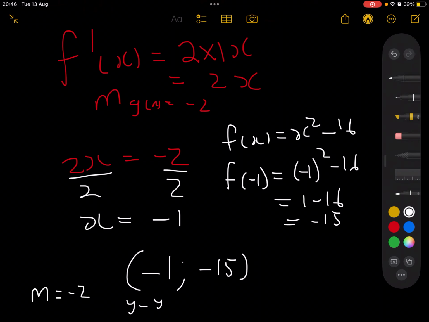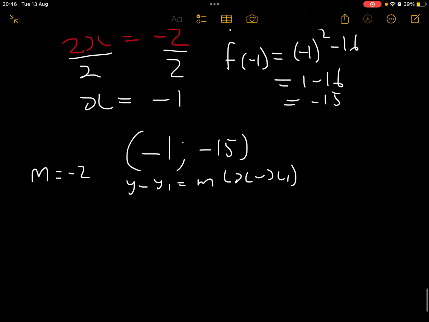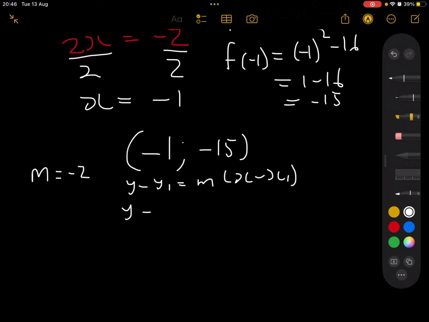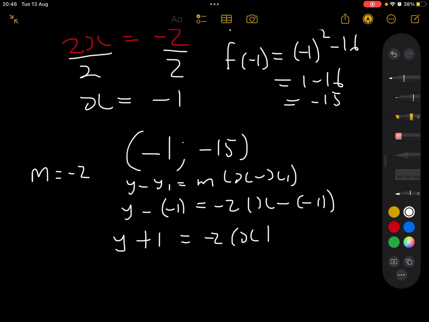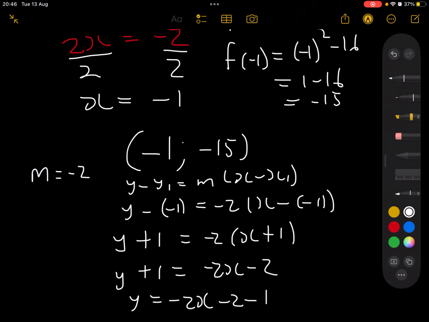Therefore we can use y minus y1 equals m times x minus x1, which means you can simply substitute: y minus negative 1 is equal to negative 2 into x minus negative 1. Well, we can simplify that into y plus 1 is equal to minus 2 into x plus 1. Then y plus 1 is equal to negative 2x minus 2. And y is equal to negative 2x minus 2 minus 1, which is equal to minus 2x minus 3.